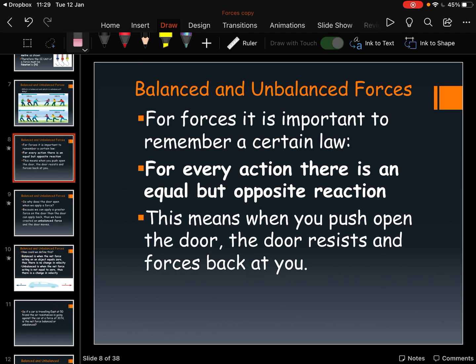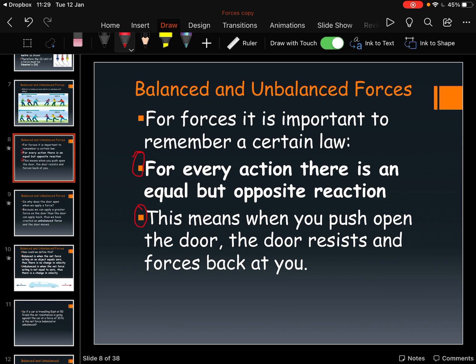Now, keep the heading. For forces, it is important to remember a certain law. Okay, all right, so take down the middle bit here. This is what I always say to you guys. For every action, there is an equal but opposite reaction. Okay? So for every action, there is an equal but opposite reaction. Right? So for everything that goes forward, something has to go back. All right? And then our example here will be this next point down below.